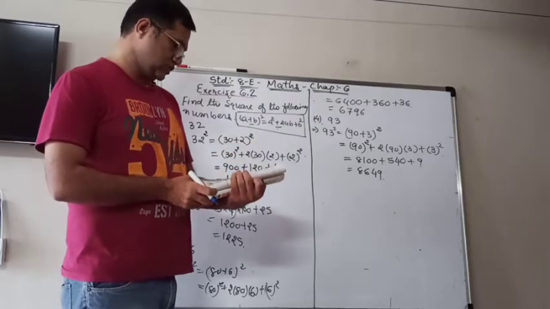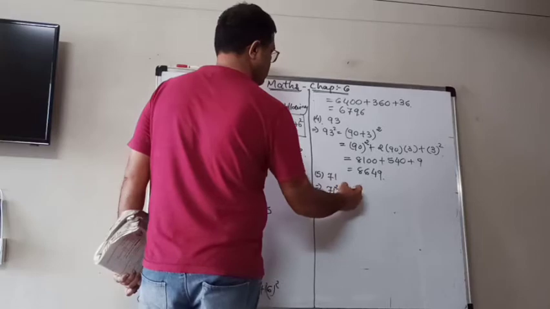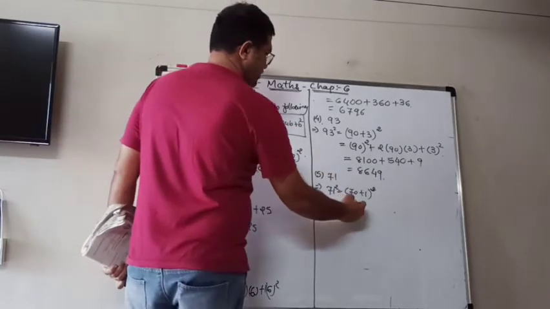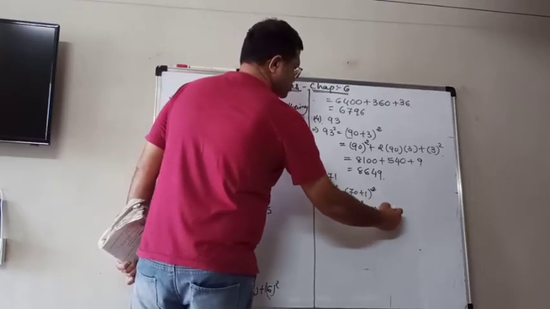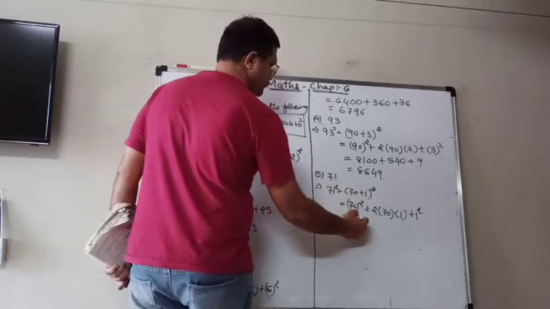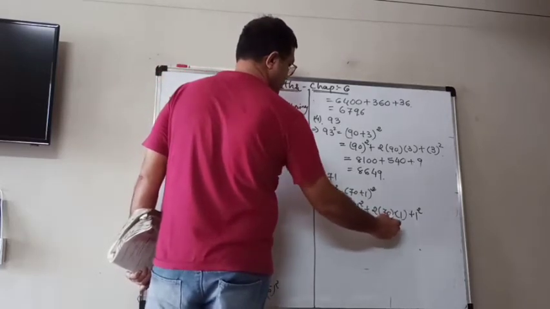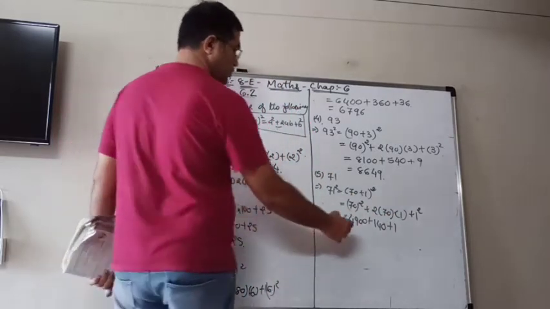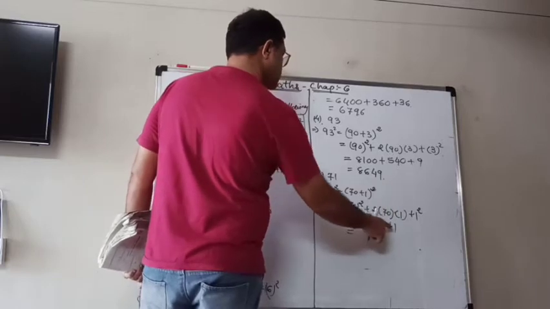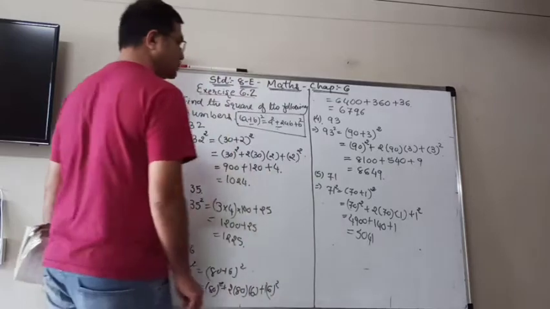Then the next number is 71. So 71 we can write as (70 plus 1) whole square. That is 70 square, 2 multiplied by 70 multiplied by 1, plus 1 square. 7 square is 49, so 4900. 2 sevens are 14, 1s are 14, so 140 plus 1. So 141 will be added here. So the answer is 5041.